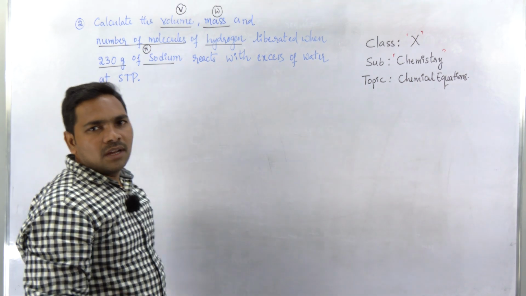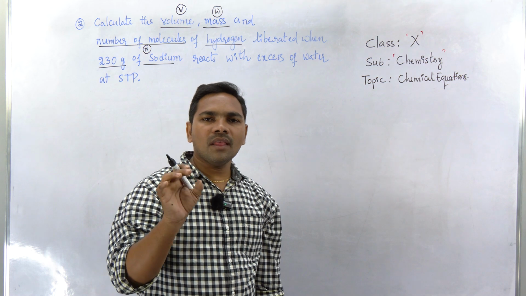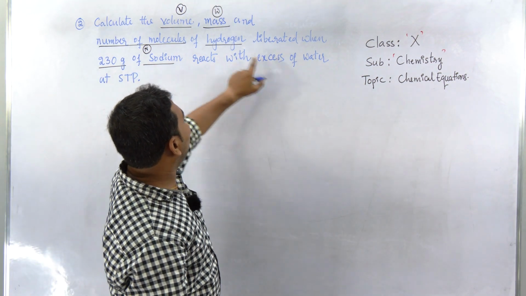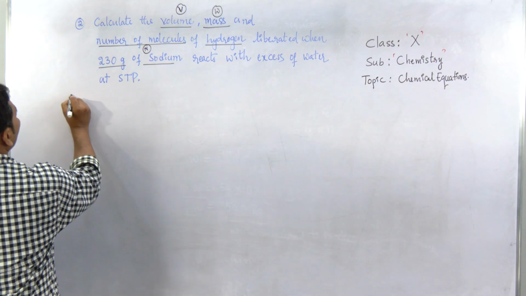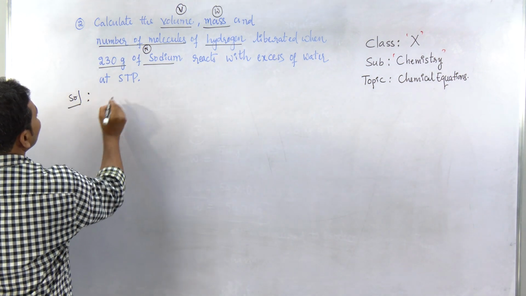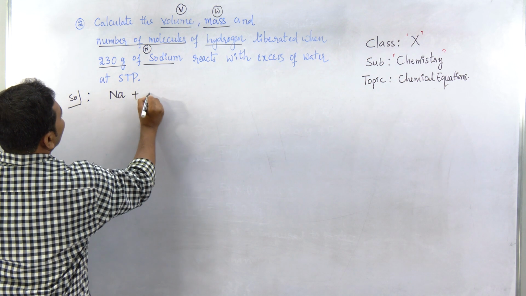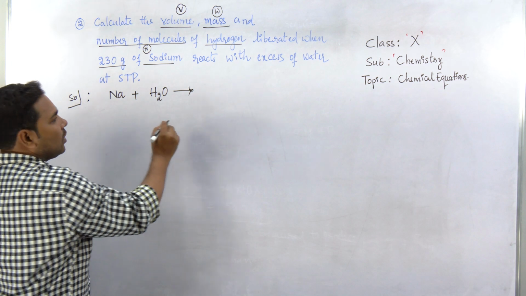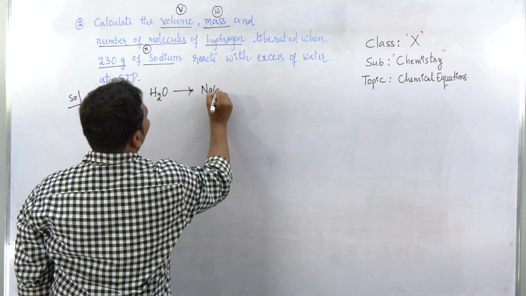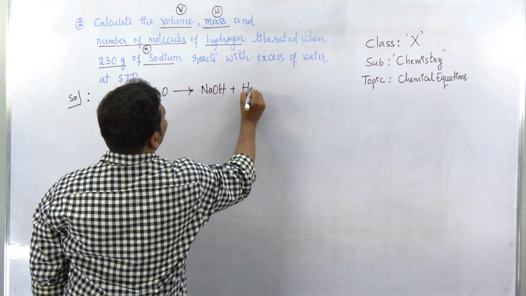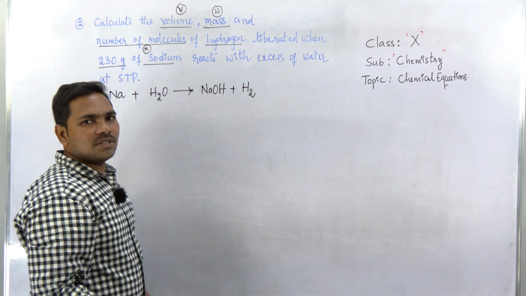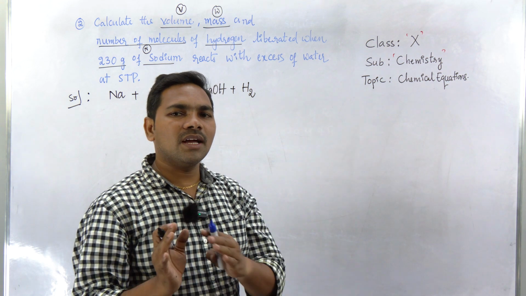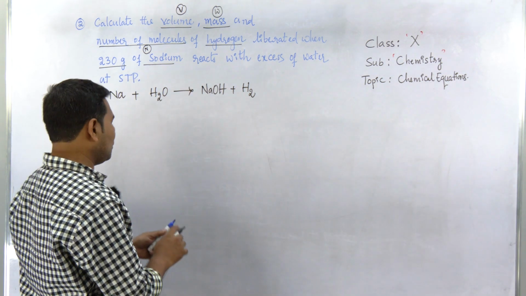So let us first identify the chemical reaction involved here. Sodium reacts with excess water to produce hydrogen gas. Let us write the chemical equation. Sodium reacts with water to produce sodium hydroxide plus hydrogen. In this question only hydrogen is given, only one product. If you write only one product, you will get the wrong answer. We have to write a complete equation, and that equation should be balanced.